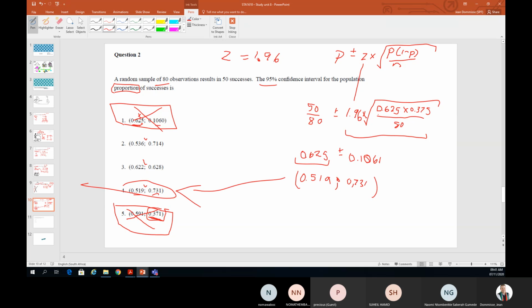Okay, so we identified it as a proportion. Then we know it's a Z. Z of 1,96 is always the Z for a 95% confidence interval. The Z is always 1,96.